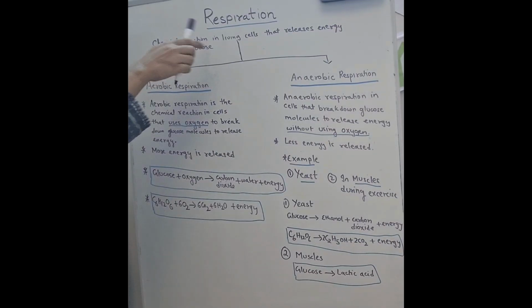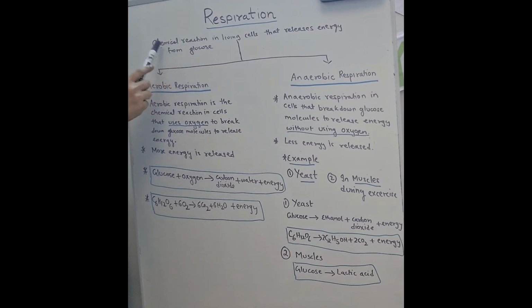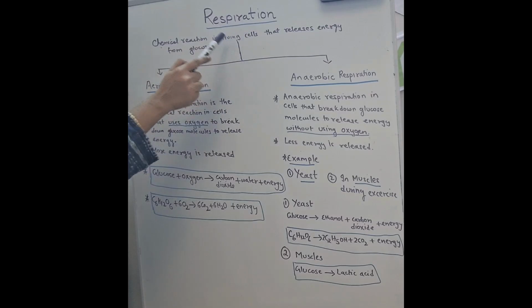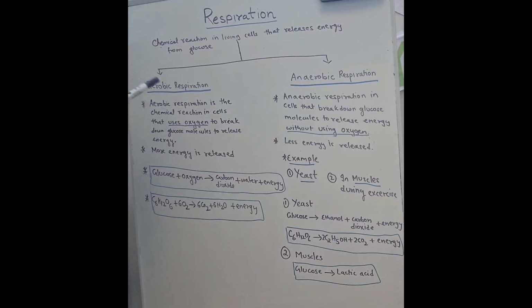In today's class, we will learn about respiration. So first of all, we should know what respiration is. Respiration is a chemical reaction that takes place in living cells. And what happens during respiration? Energy is released from glucose. Whenever energy is released from glucose in a living cell, that process is called respiration.